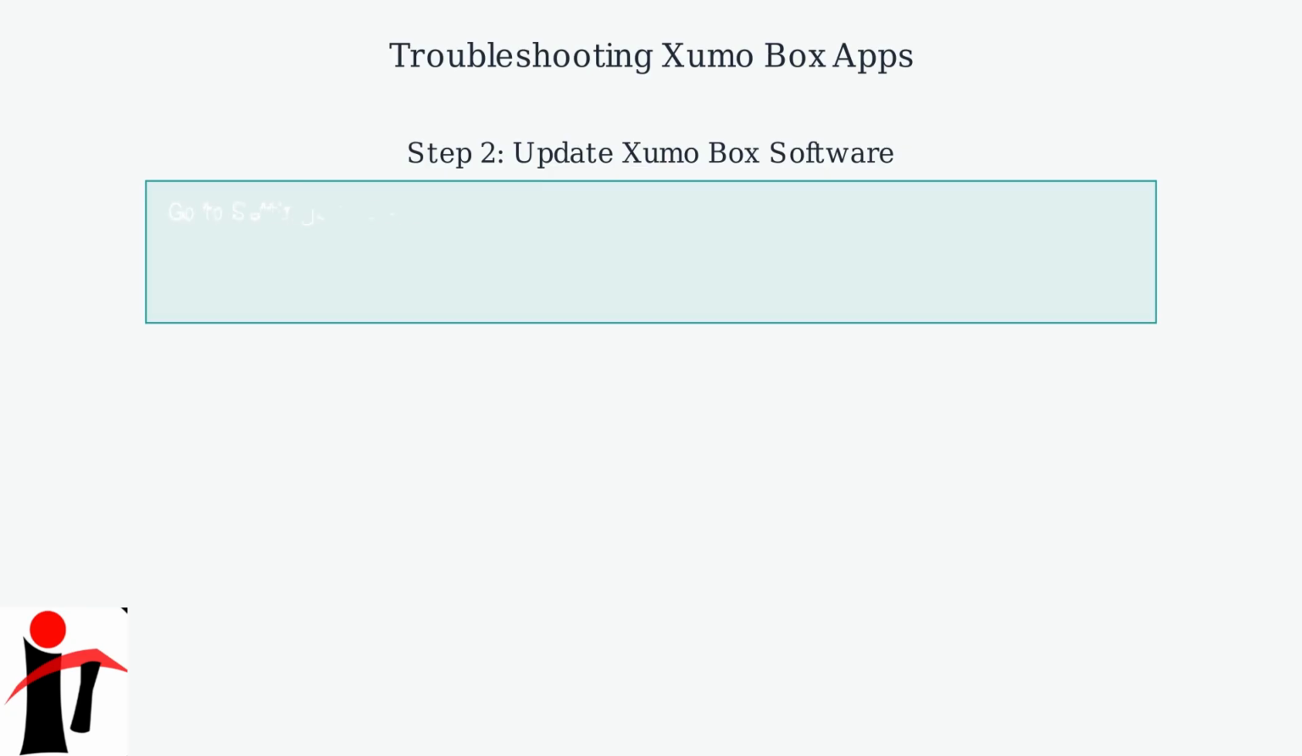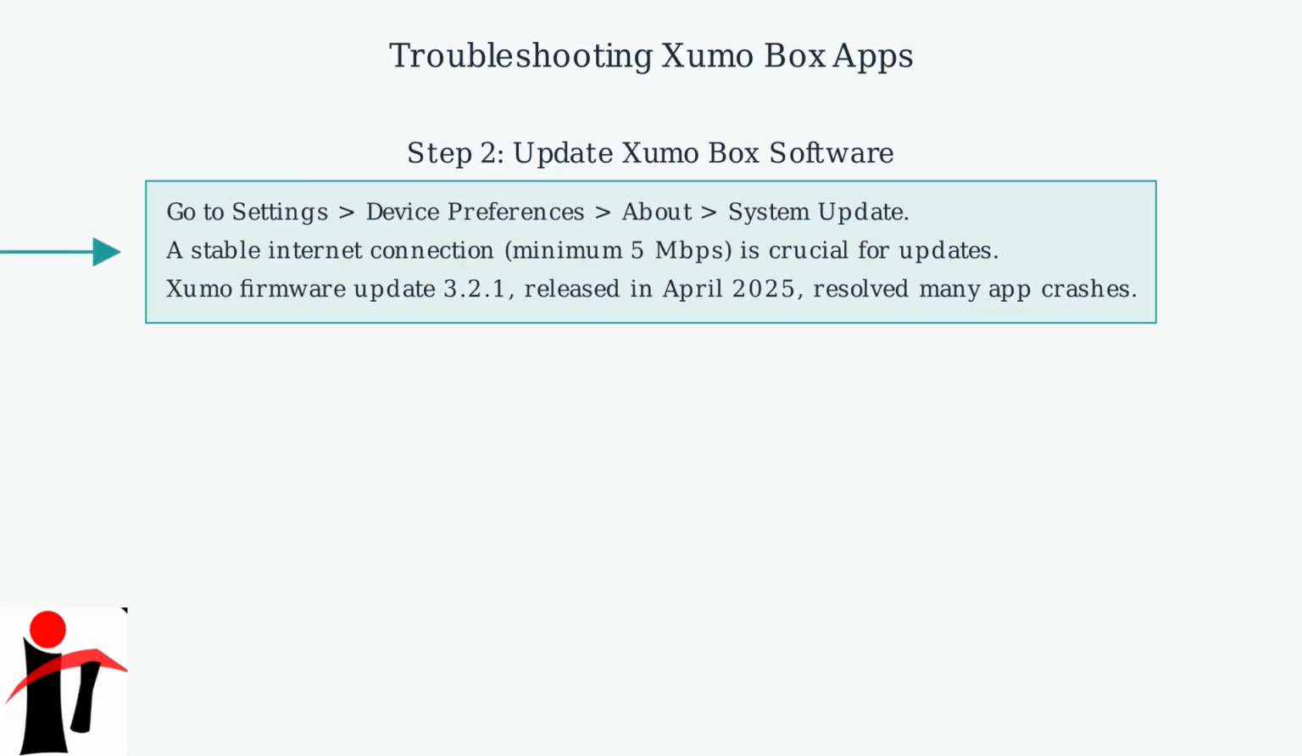Next, ensure your Xumo box software is up to date. Go to Settings, Device Preferences, About, then System Update. A stable internet connection with at least 5 megabps is crucial for updates. Xumo Firmware Update 3.2.1 from April 2025 resolved many app crashes by improving memory management.